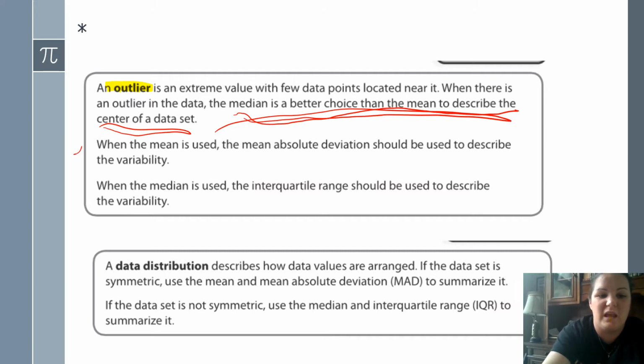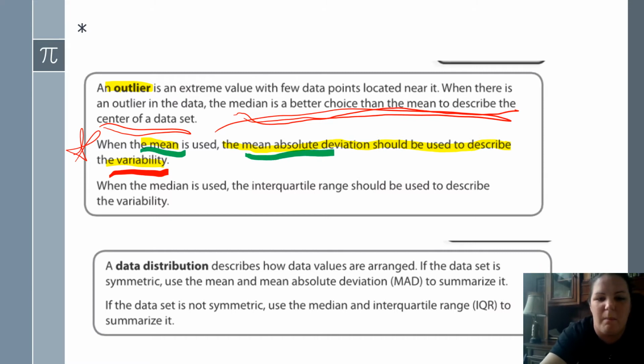So it says right here, when the mean is used, let me highlight here, the mean absolute deviation should be used to describe the variability. So the mean goes with the mean absolute deviation. Remember, mean and then MAD. When I mean, I'm mad.